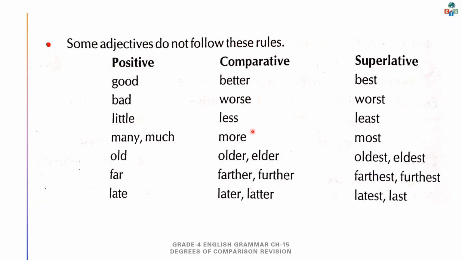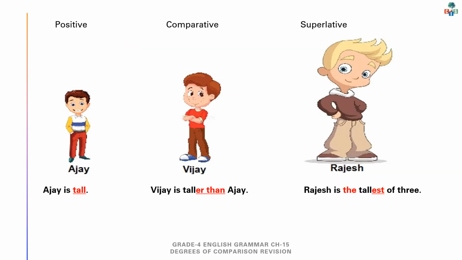Little, less, least. So some adjectives don't follow the rules of adding ER or EST, or they don't add more or most to form comparatives and superlatives. Children, remember this thing that with comparative degree, we use than, and with superlative degree, we use the.